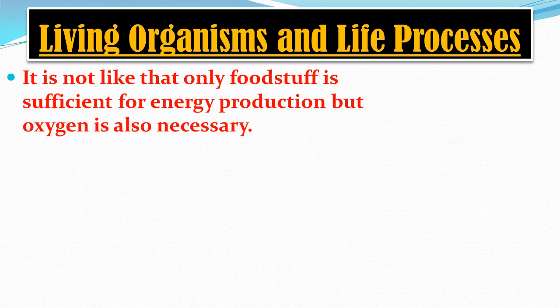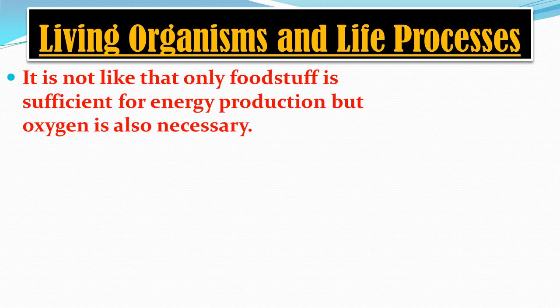Alright, it is not like only foodstuff is sufficient. Foodstuff means the diet which we take regularly. The foodstuff is necessary for energy production, but oxygen is also necessary. It means along with the foodstuff or nutrients, oxygen is also necessary. Why? Because we have seen in our previous slide that foodstuff and nutrients get oxidized to produce energy.